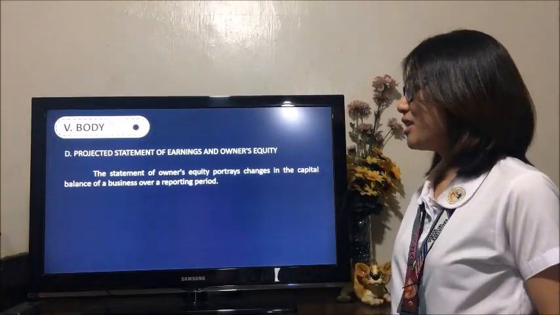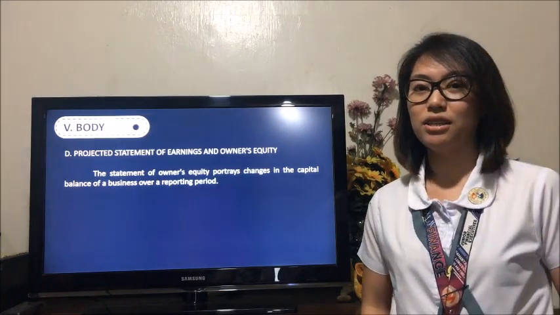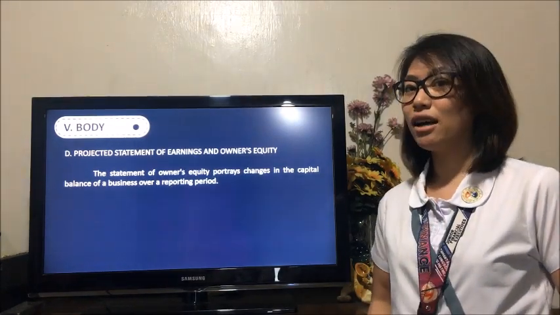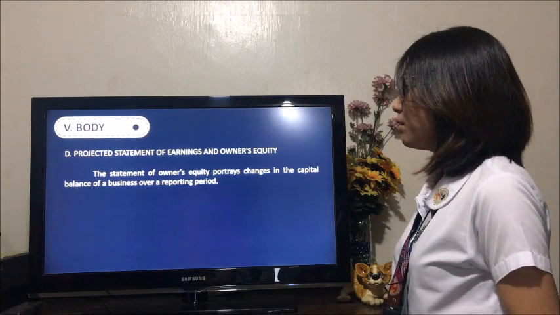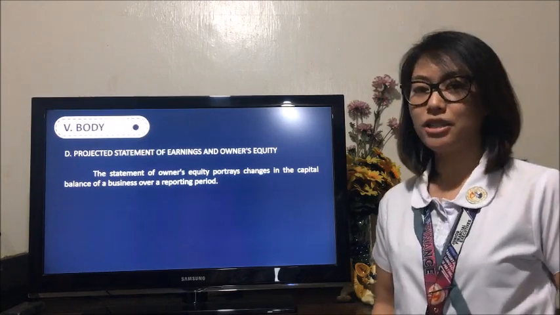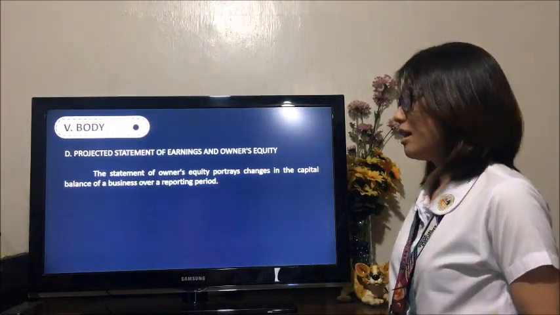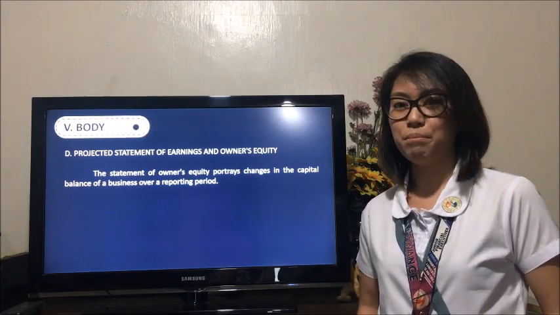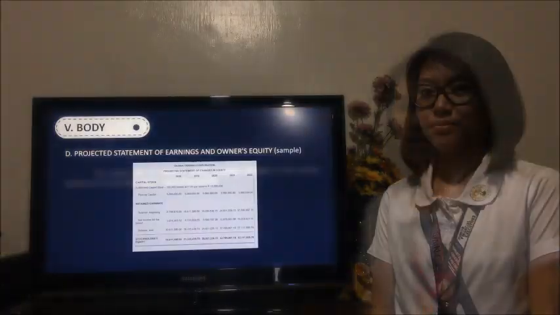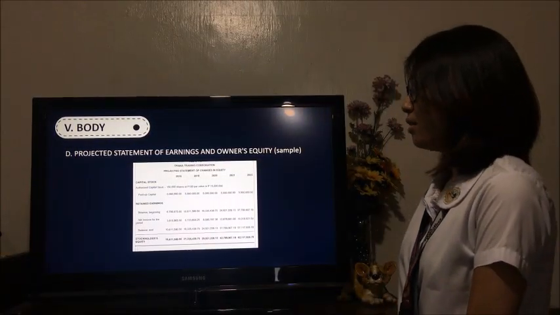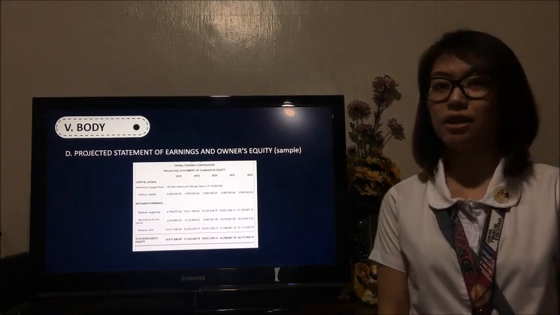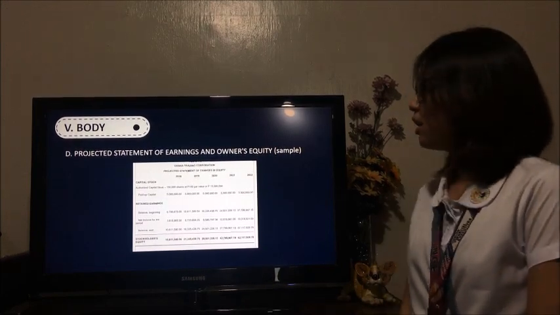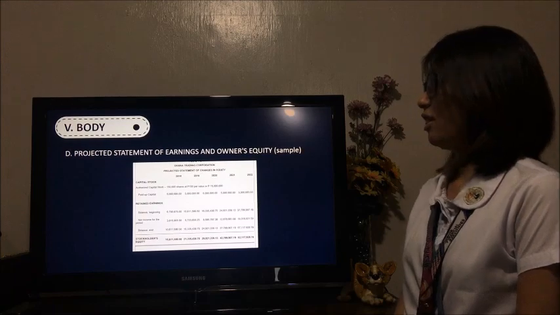Lastly, the projected statement of earnings and owner's equity. According to Dr. Casurao, the statement of owner's equity portrays changes in the capital balance of a business over a reporting period. This is my sample of the projected statement of earnings and owner's equity of the Ohana Trading Corporation.